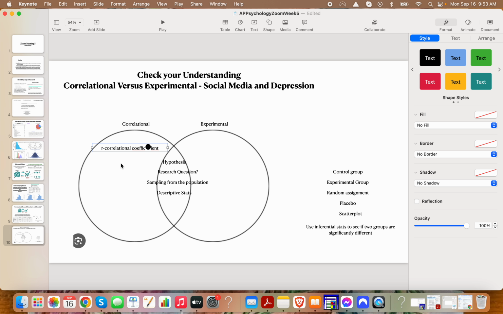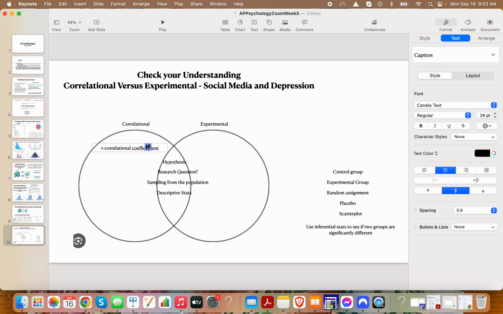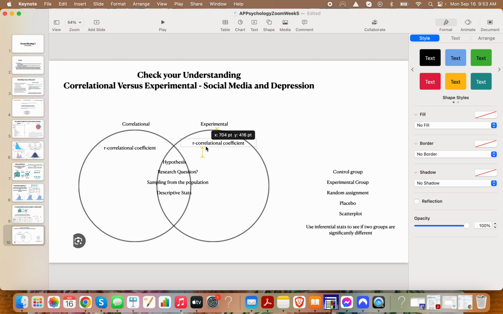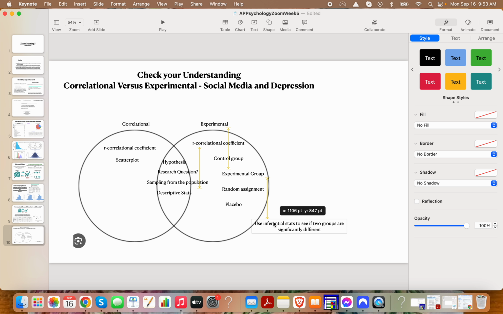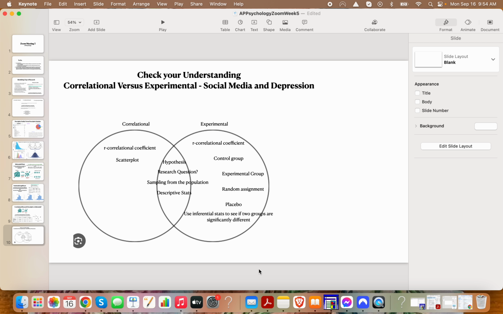Okay, can I duplicate this, copy this? I copied the dot. I want to copy the whole box, because this can be in both, but if it's experimental, I must manipulate the variables, because I have a control group and an experimental group. I have random assignment. I'm going to have a placebo. Scatter plot, most likely correlational. Could I include it in an experiment? Yes, I could. Use inferential stats to see if two groups are significantly different. Yes, this has to go in this box.